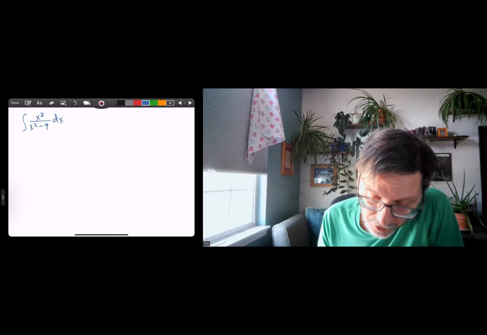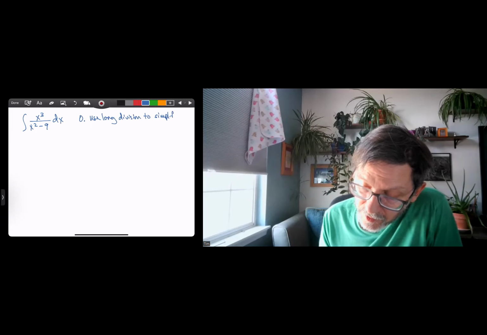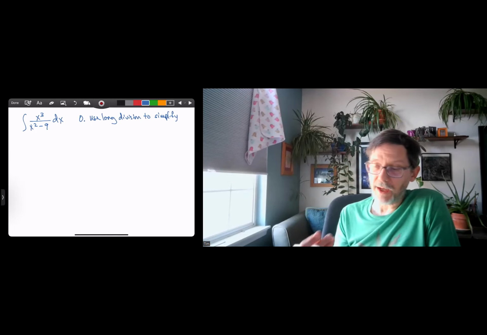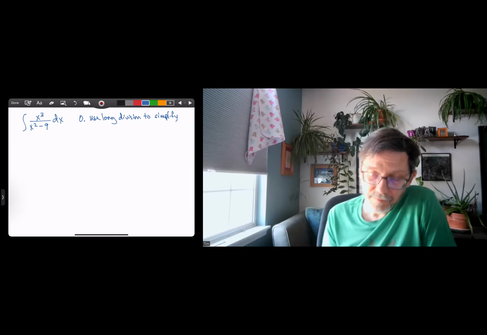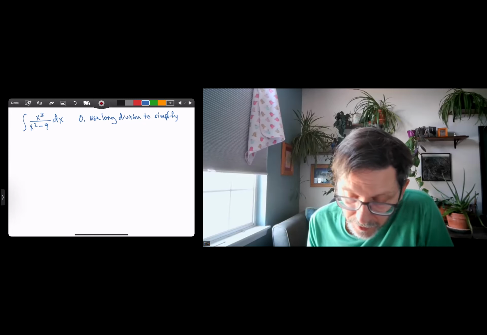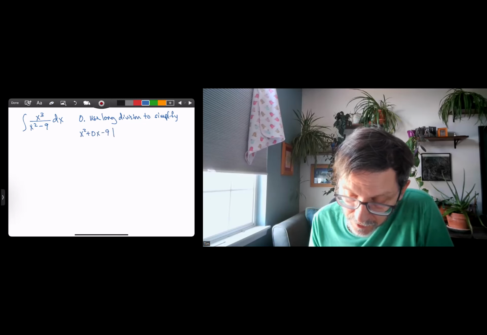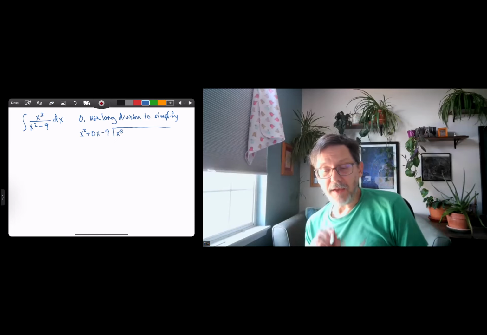So step 1 here, I'll call it step 0, is use long division to simplify first. Long division doesn't want the bottom to be factored. I know that I can factor the bottom, but for this part of the process, leave the denominator unfactored. And how are we going to do this? We are going to divide x squared plus 0x minus 9 into x cubed. Notice how I put that 0x in there.